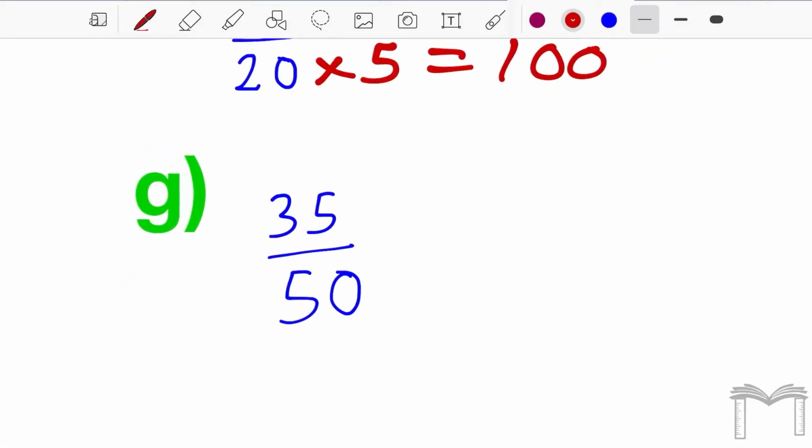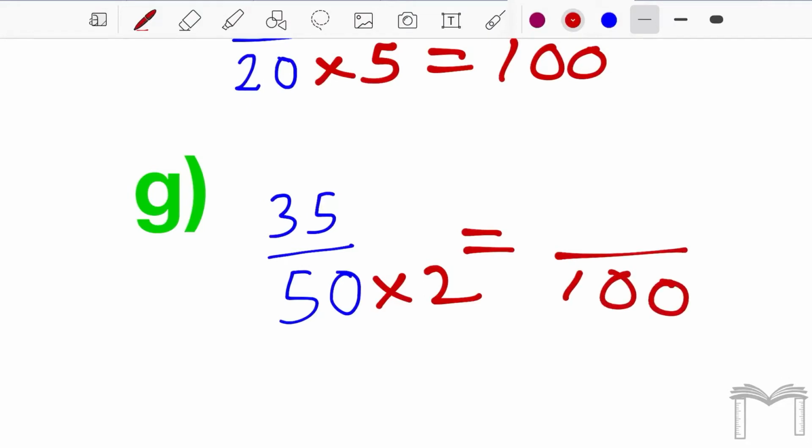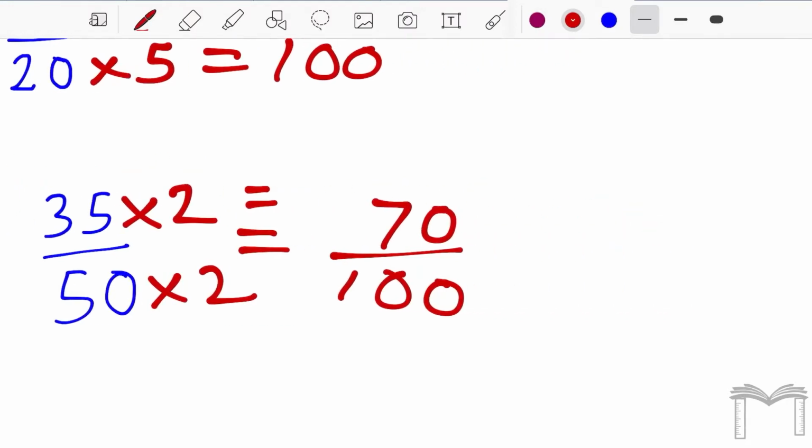And G, another way we can say this is say 100 divided by 50. What will we get? We get 2. 50 times 2 is equal to 100. So we use the same number 2. 35 times 2, if we work this out, we will get 70. So the answer is 70%.